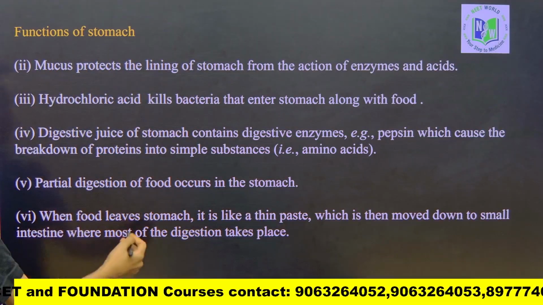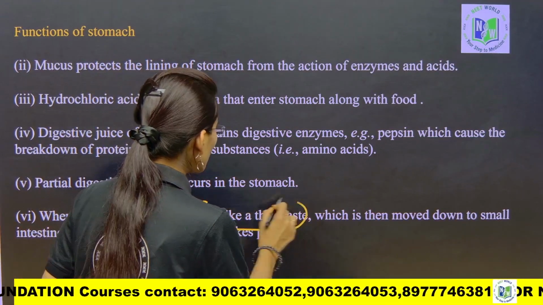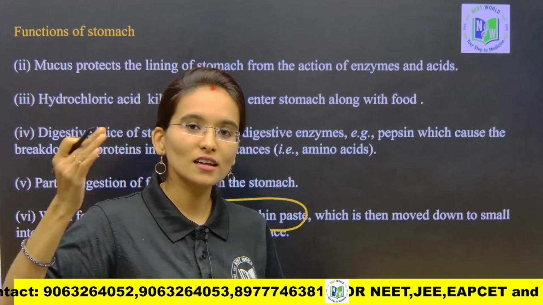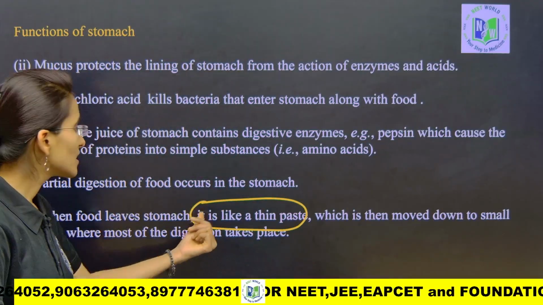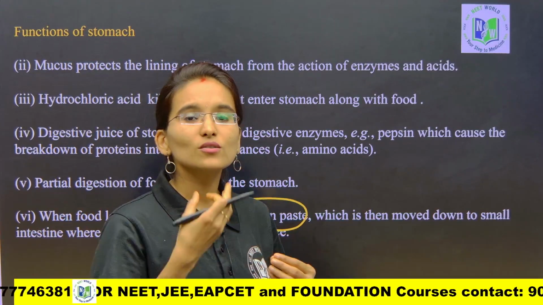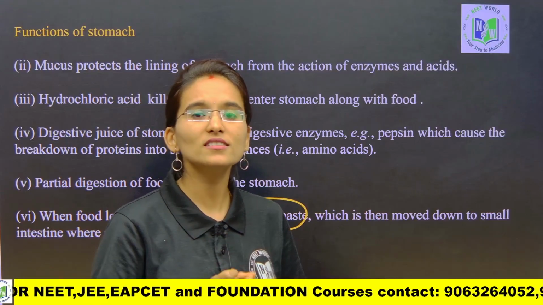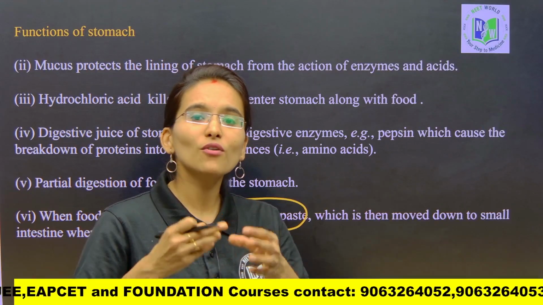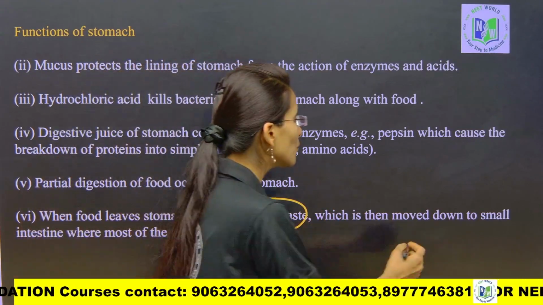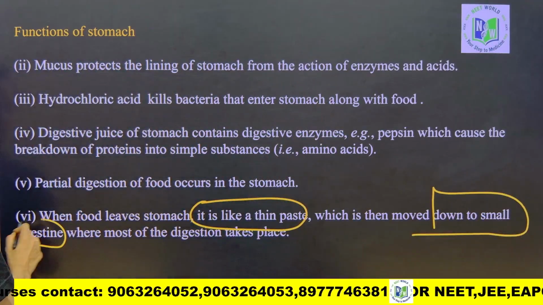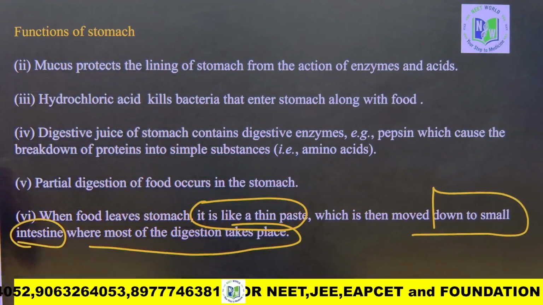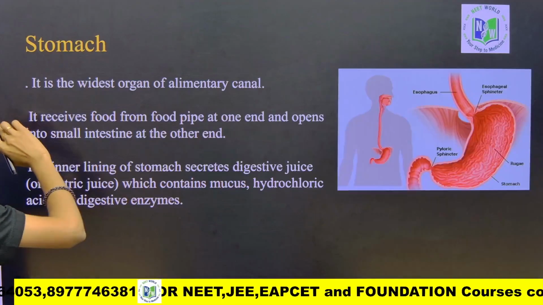So, when the food leaves the stomach, it means when the food is going to travel from the stomach to the other part, the nature of the food is like a thick paste. It is like a very thin and fine paste like structure. After mastication it is going to form like a bolus. After that when it reaches the stomach, again it forms into paste like structure, and then it is moved down to the small intestine, where most of the digestion takes place. So, clear with this particular concept, my dear students, it is very easy to understand.